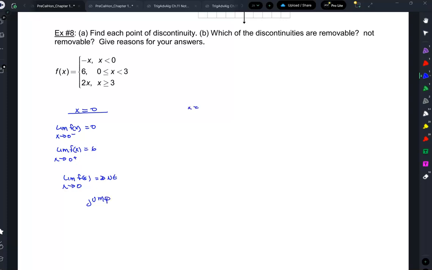What about at x equals 3? As x approaches 3 from the negative side, this is 6. From the positive side, also 6. So this is continuous. The limit of f of x as x approaches 3 equals f of 3 equals 6. All right? One more thing I wanted to do is the following.